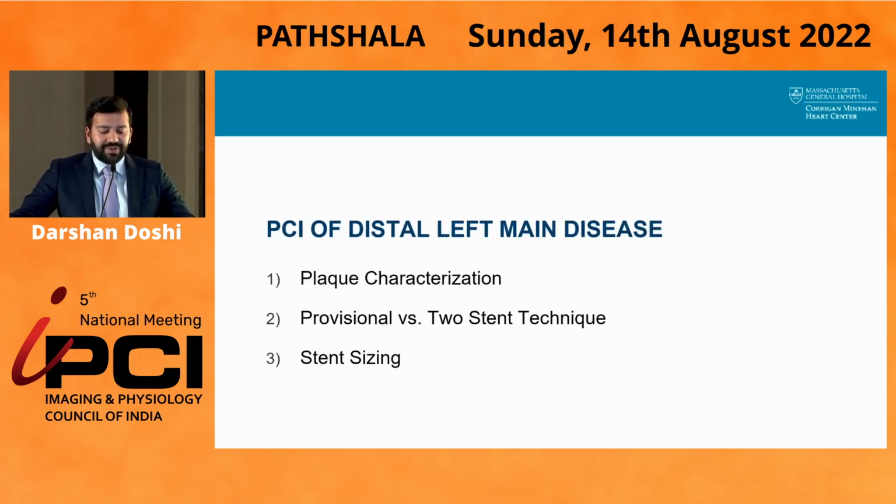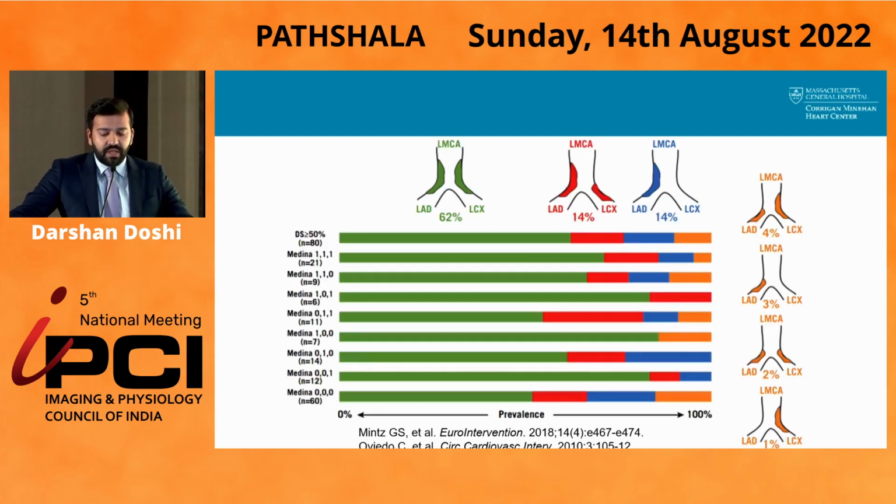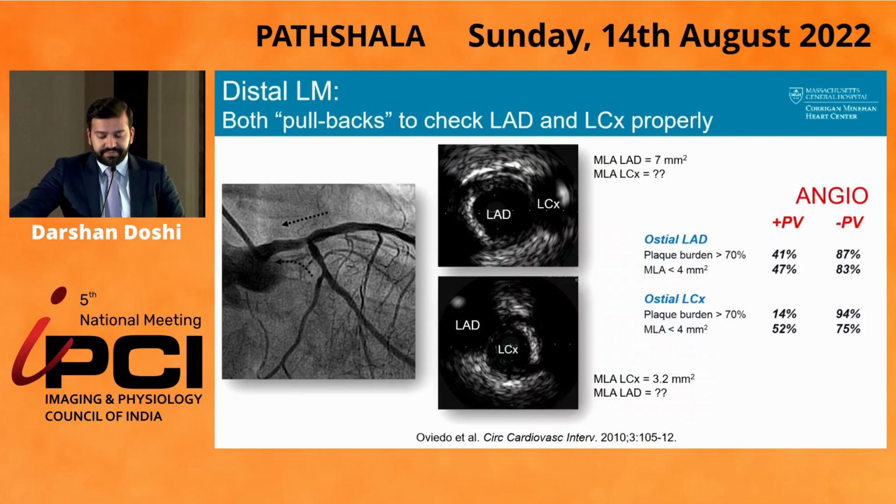Now let's go to distal left main coronary artery disease. We're going to talk a little bit about plaque characterization, a provisional versus a two-stent technique, and then how you're going to size your stents. Gary et al. and many others have basically shown that distal left main lesions are the most frequently encountered lesions you're going to see in clinical practice. They constitute approximately 70 to 80%, and compared to ostial and midshaft lesions, they're obviously much more complex to both assess as well as treat.